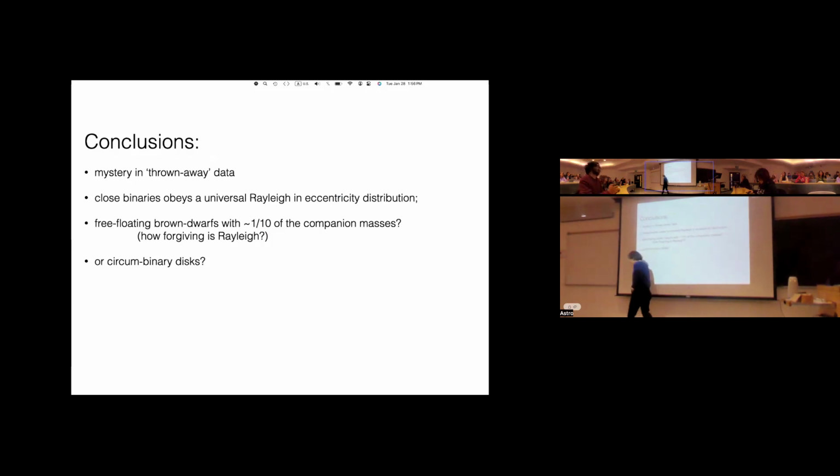So without any formal statistics, we were actually able to get pretty interesting results, and we find a universal Rayleigh distribution. There's some dynamical reason to believe this, because it's Rayleigh, it could be due to some kind of kick by massive companions, brown dwarfs perhaps. But at the moment, we don't know. There's another possibility of a second binary disk.